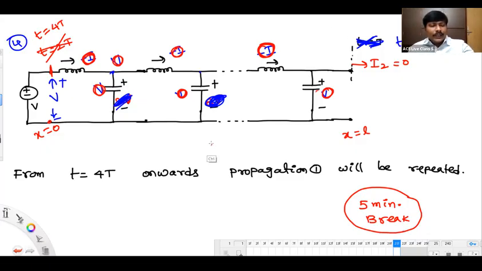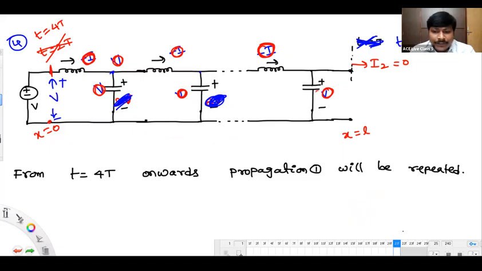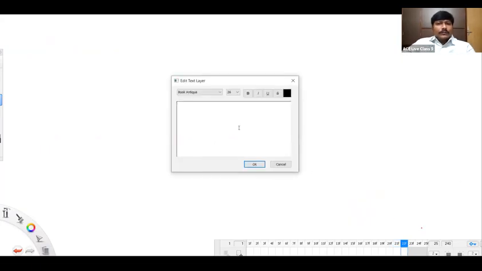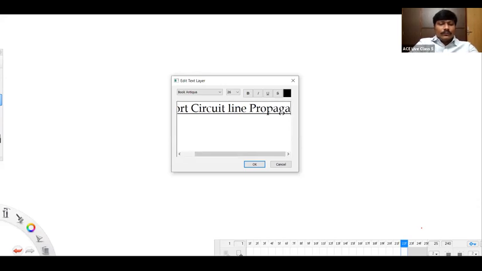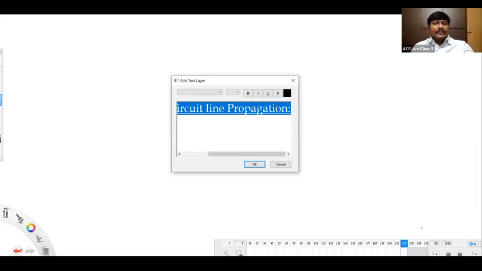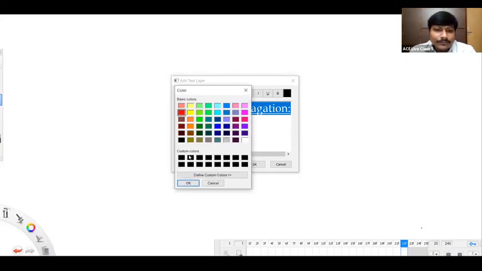So I have resumed the audio and video on screen. Now I will be taking up short circuit line propagation quickly. The next propagation we are calling the short circuit line propagation analysis.